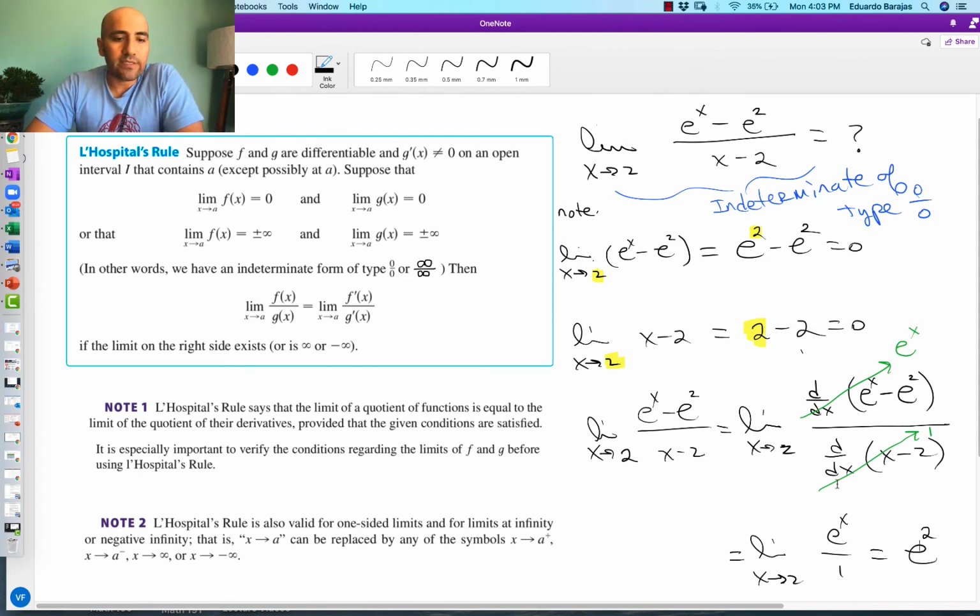Okay, so we'll do more examples, but let's note a couple of things here. So L'Hopital's rule says that the limit of a quotient of functions is equal to the limit of the quotient of the derivatives, provided that the given conditions are satisfied.